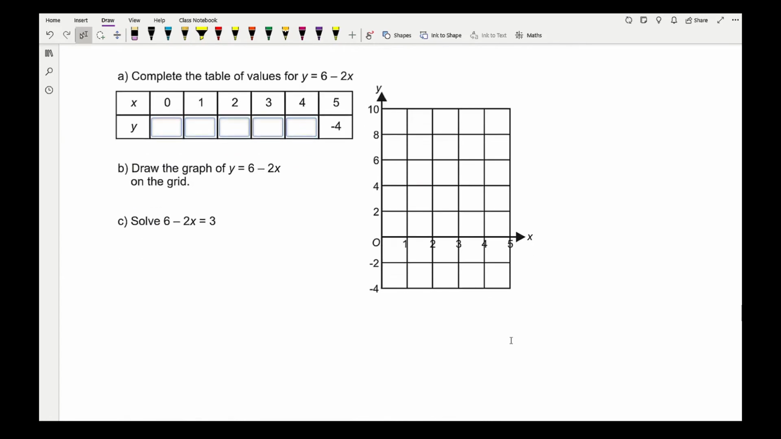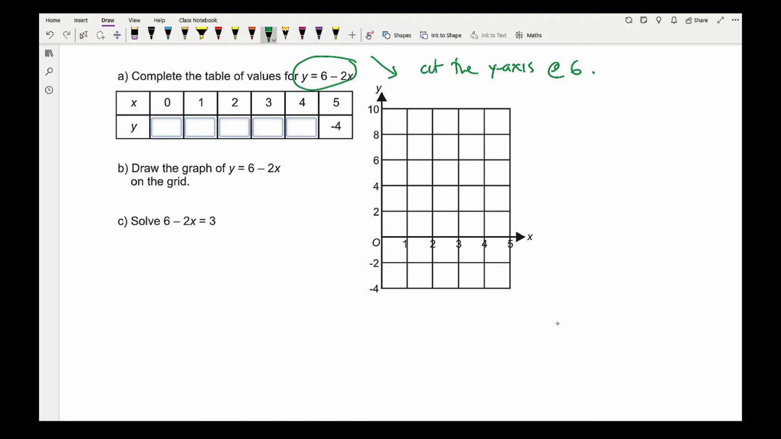So moving on to the next question. Here we're going to have quite a tricky equation. We've got a negative x, which means that the line is going to be going in a downwards direction, and it's going to cut the y-axis at 6. So again, a lot of numbers for me to fill in.